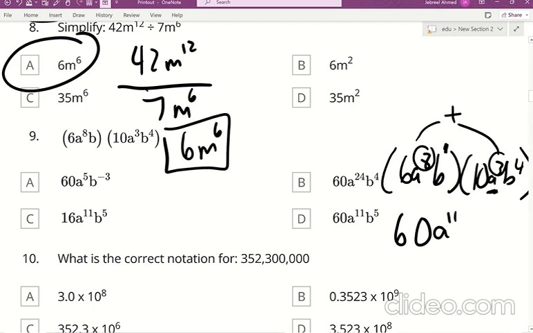Now I'm going to do b to the 1st power times b to the 4th power. Don't forget, I add these two numbers. So 1 plus 4 is 5.